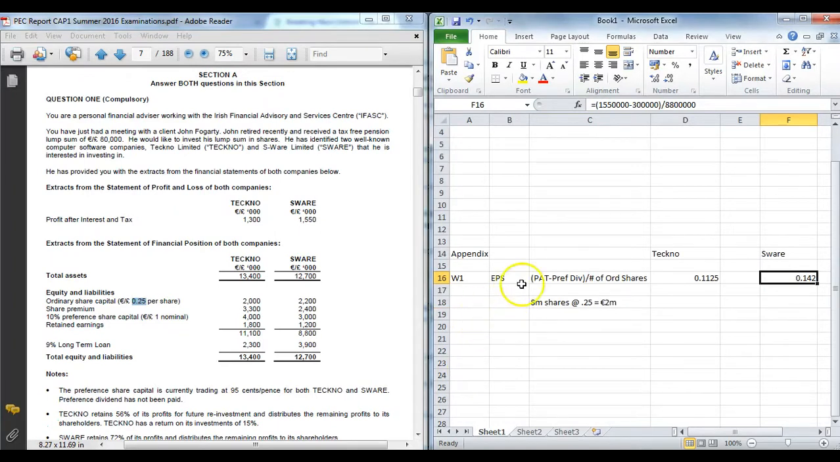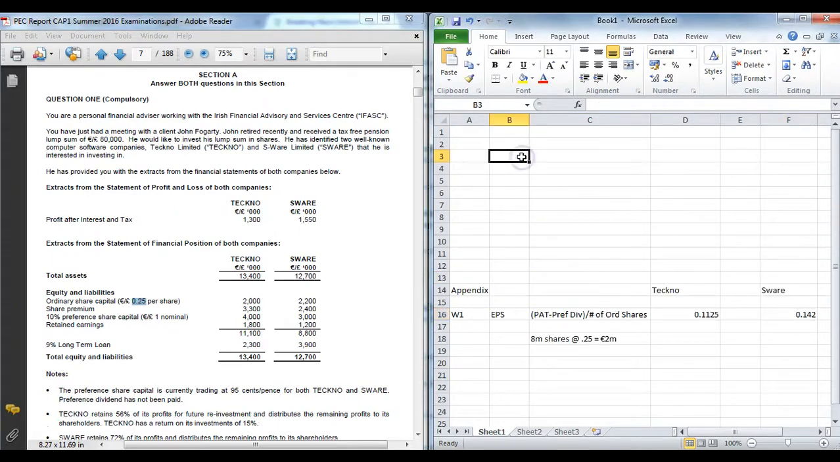So that's our working one, EPS, and we might put in a little table here then. For example, we'll say earnings per share for Techno and Swear, and we'll say 11.3 cents, and we'll say here 14.2 cents. So it's a nice summary table, cross-reference working one, so I put a note there, and that can be very helpful for presentation marks, because you'll have to do your memo as well, and also it'll be very helpful for making a nice brief comment, because you can compare and contrast them directly on the paper.